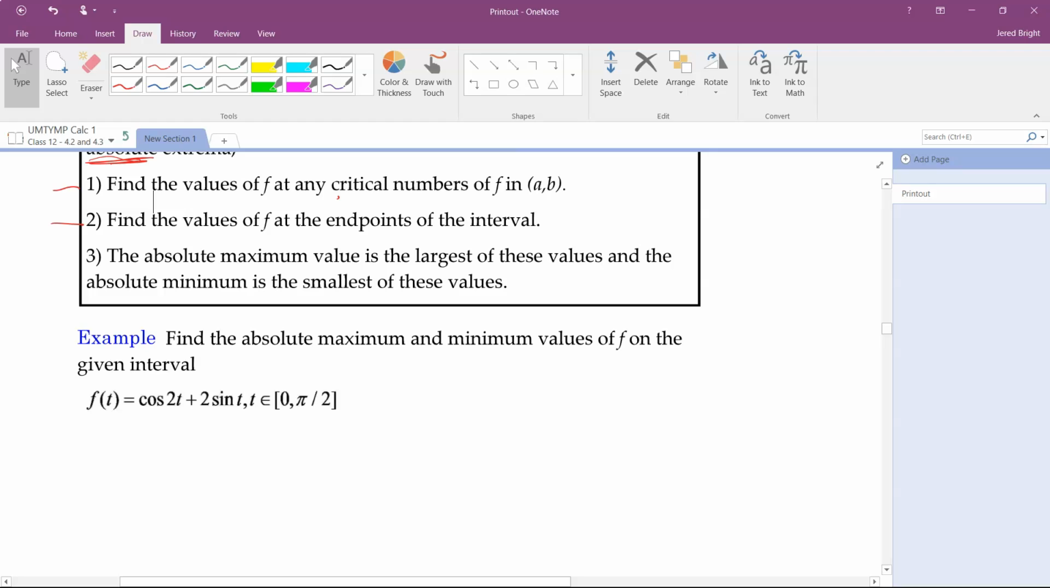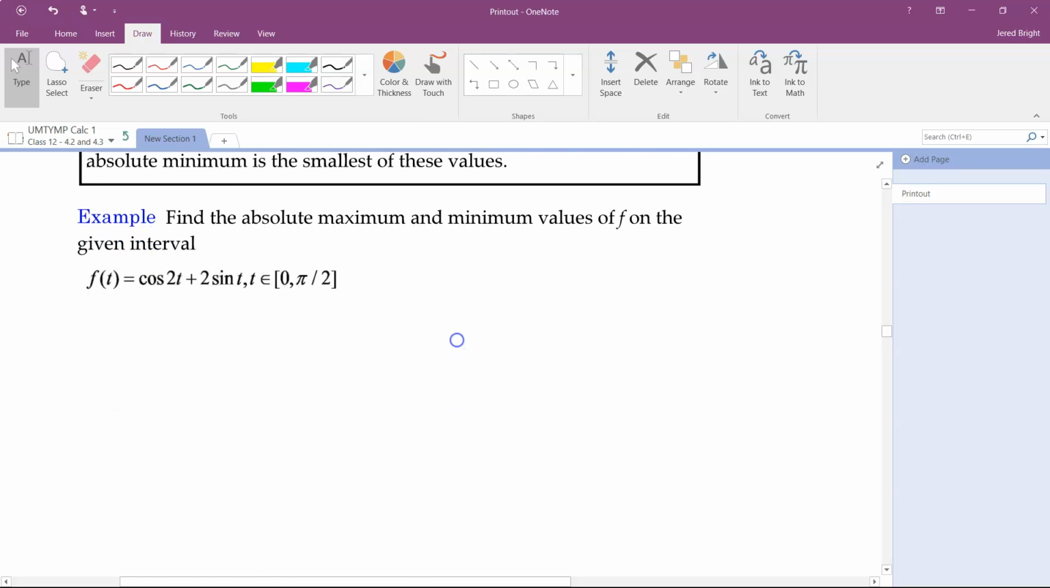Okay, so I'm going to do the first one with you. We want to find the absolute extreme values. I don't care right now about the locals. We can, but I'm going to find the absolute first. So step one is find the critical numbers. So I'm going to look at f prime of t, and this is going to be negative sine 2t times 2 plus 2 cosine t.